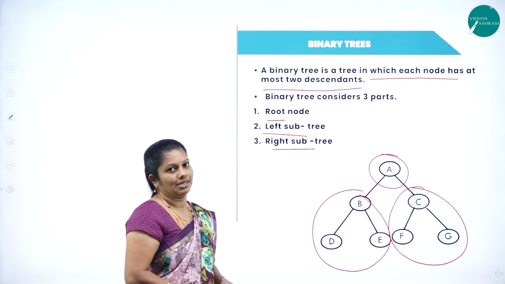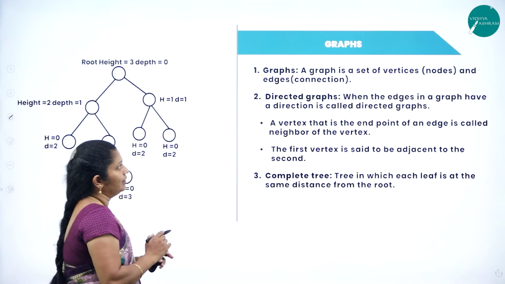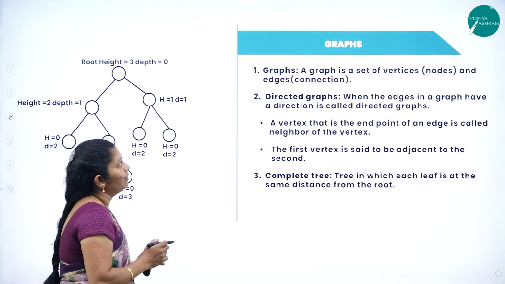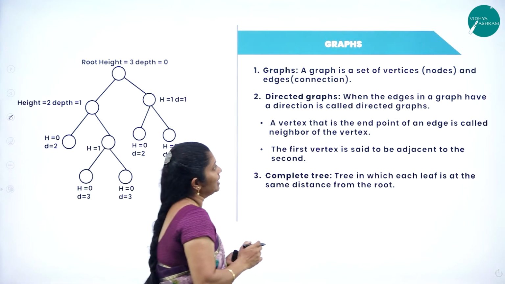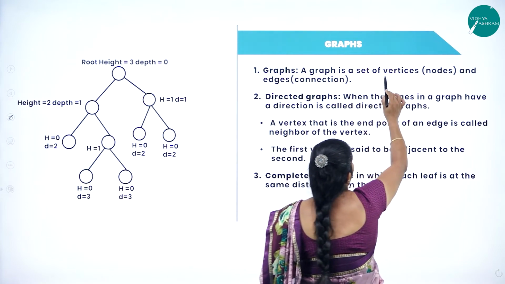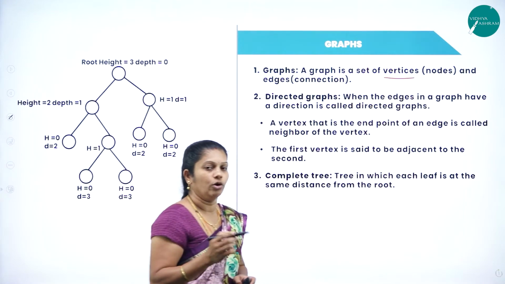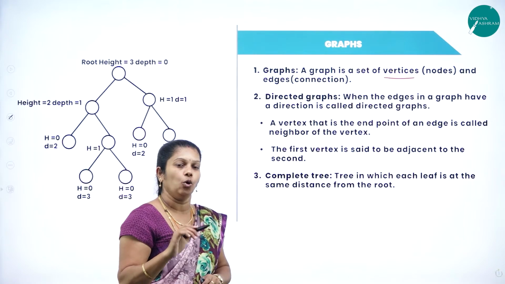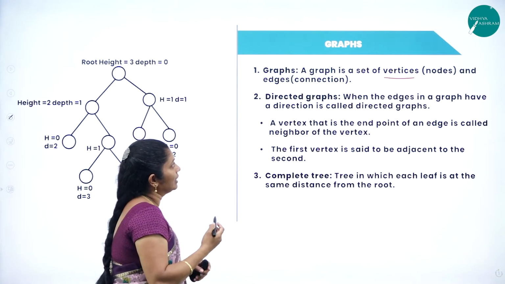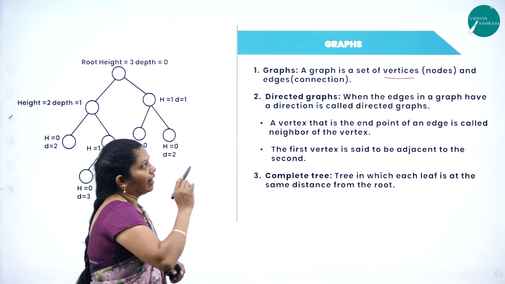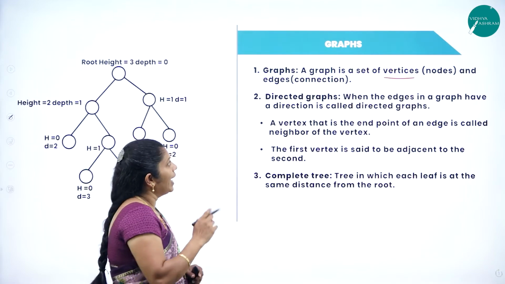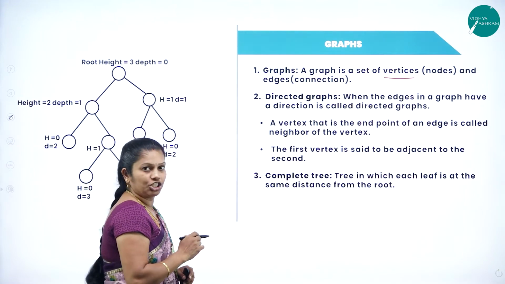Then next, when we come to the graph, a graph is a set of vertices. Whereas in a tree we used to say node, here we call it vertices as well as edges. The vertices can be called nodes and edges can be called connections.